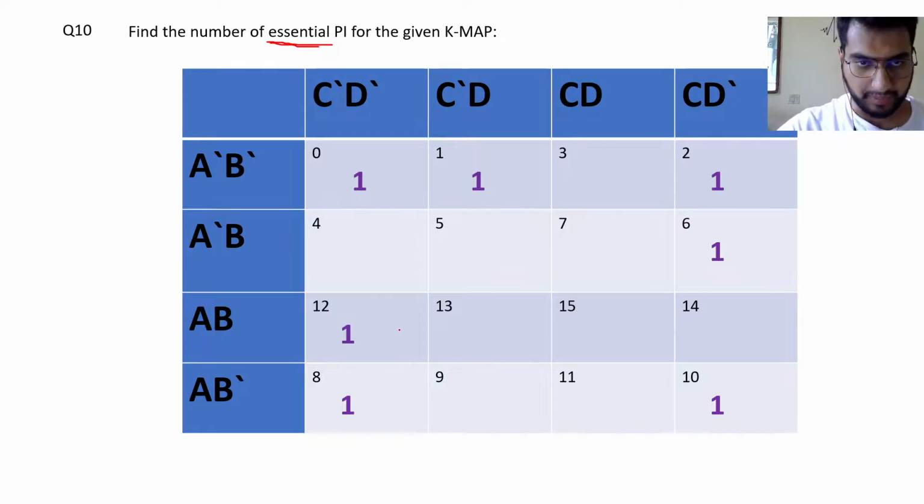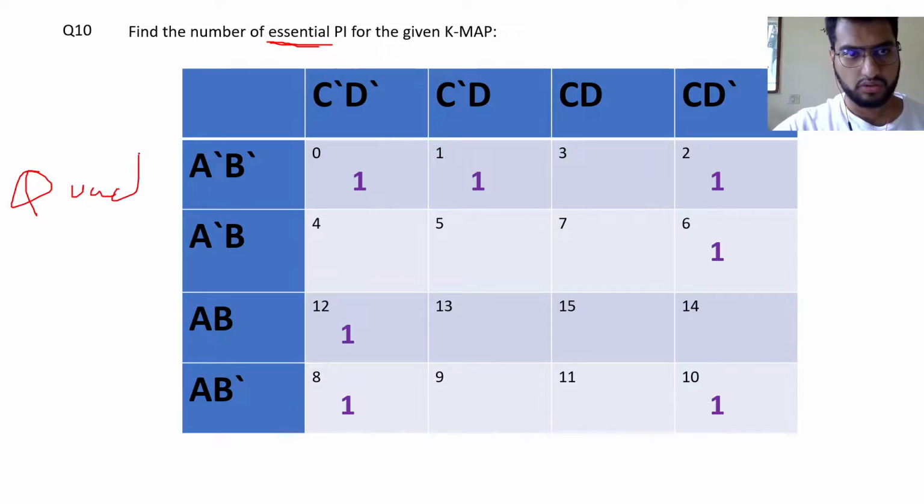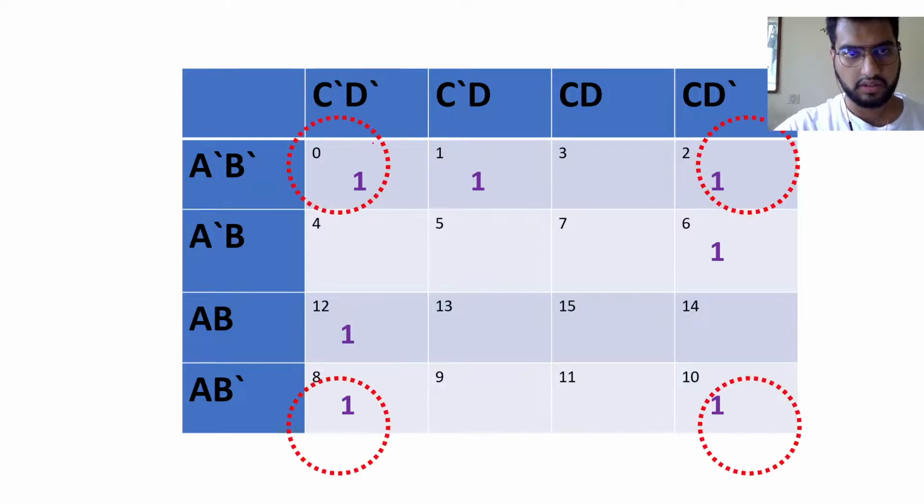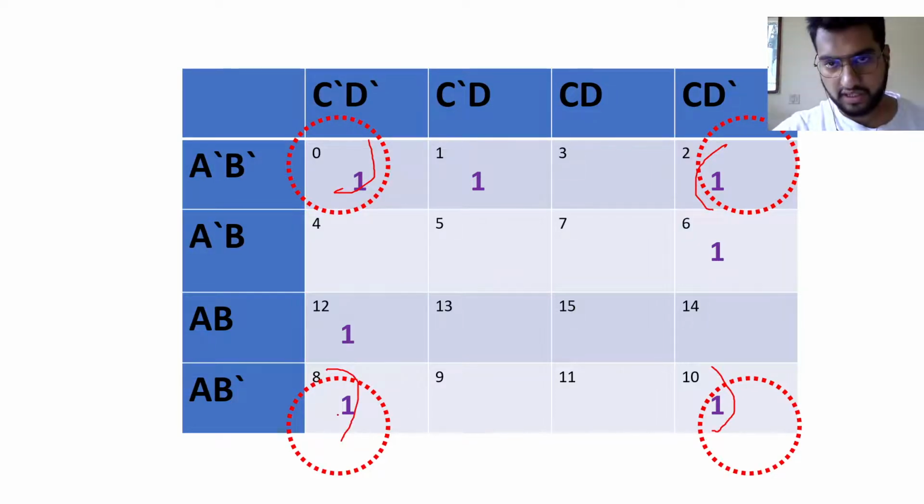So let's first look for an octet. We cannot make any octet here. So let's look for a quad. We can construct a quad like this, with corner points covering minterms 0, 2, 8, 10. Can we construct any other quad?